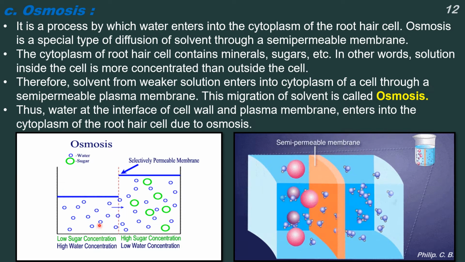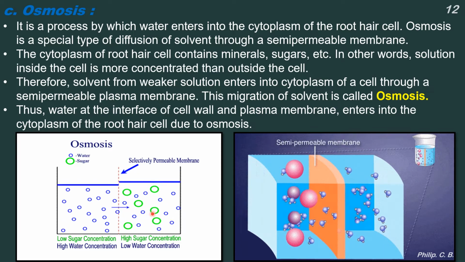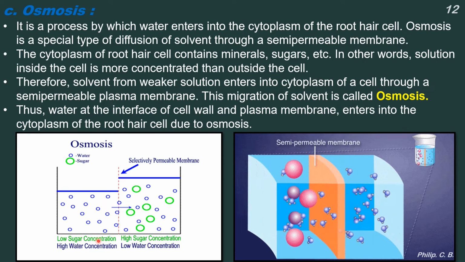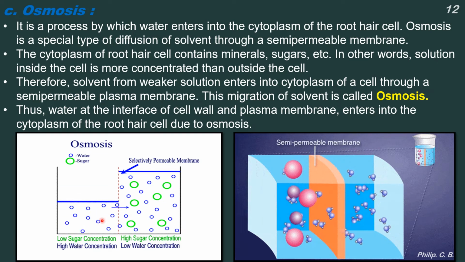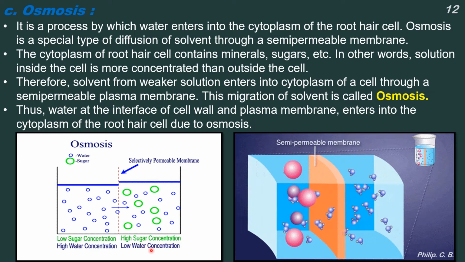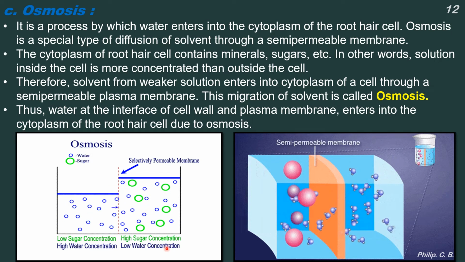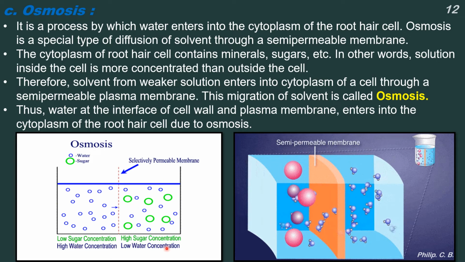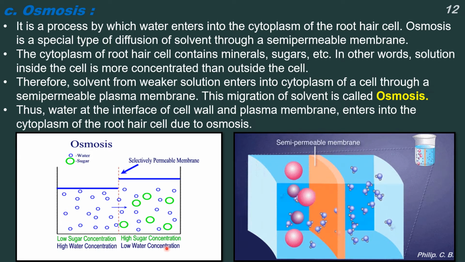So there is low sugar concentration towards the left side, whereas high sugar concentration on the right side. Or in other words, here you have to understand, low sugar concentration but high water concentration, whereas on the other side it is high sugar concentration but low water concentration. So if the sugar concentration is higher, that means the water concentration will automatically decrease, whereas if the water concentration is higher, that means the sugar concentration is less, right?